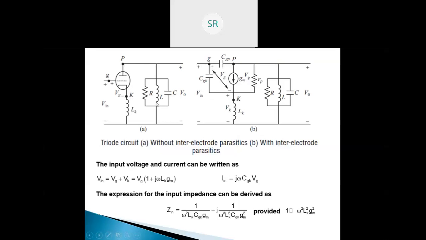Interelectrode capacitance is the capacitance between grid to plate, grid to cathode, or plate to cathode. And these are the lead inductances, nothing but the cathode lead, grid lead, and plate lead. So we have grid to cathode capacitance, and a grid inductance.